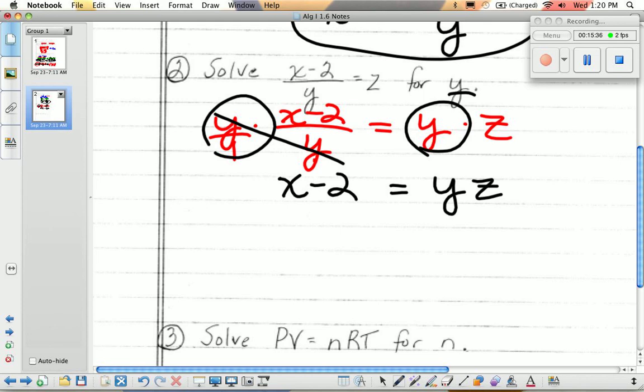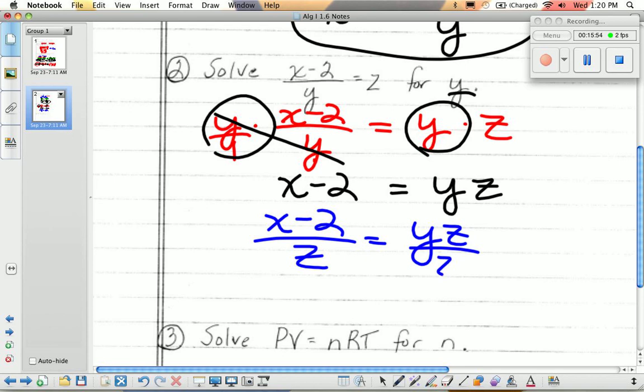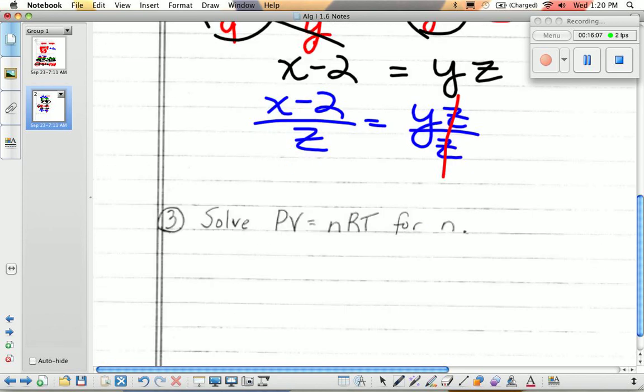No, what do we want alone? Is it the x we want alone? We want the y alone, so we do not divide by y, but divide by z, because y is being multiplied by z. So we're going to divide both sides by that z so that the y is alone, because our goal is the y needs to be alone. And our final answer is x take away 2 over z equals y.